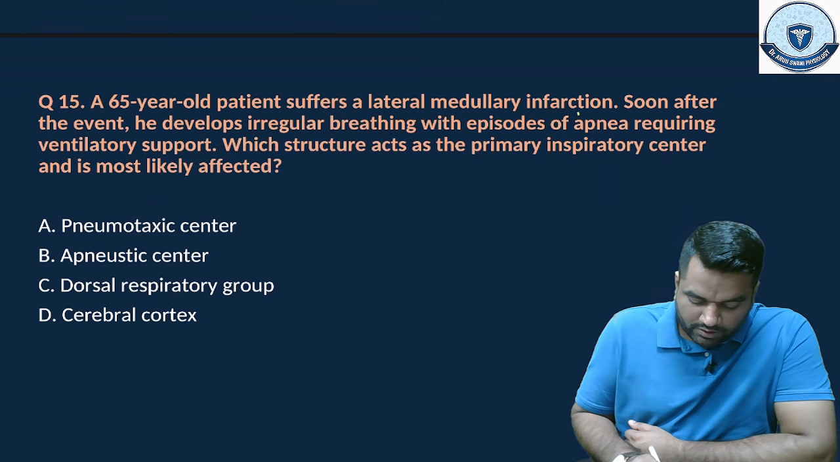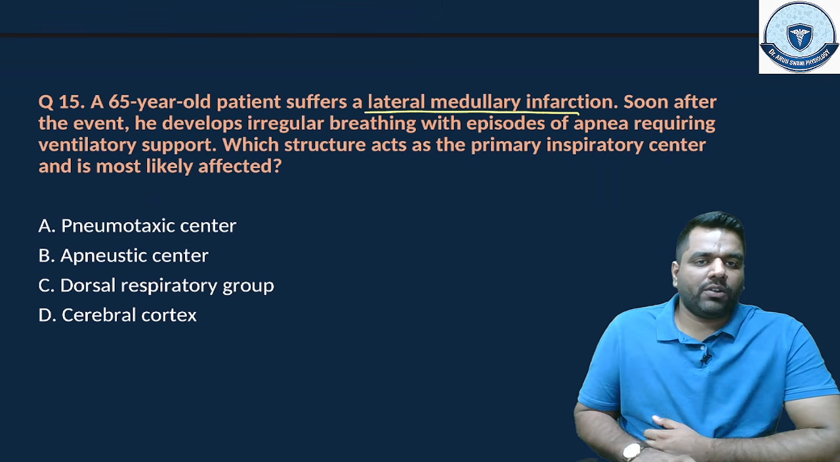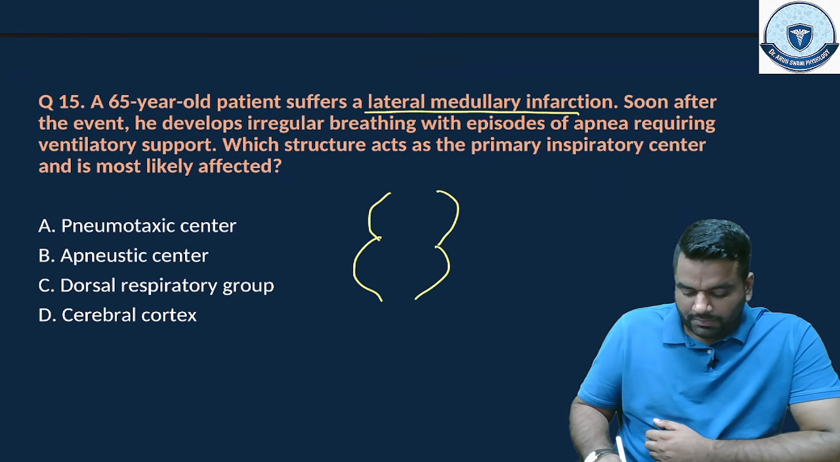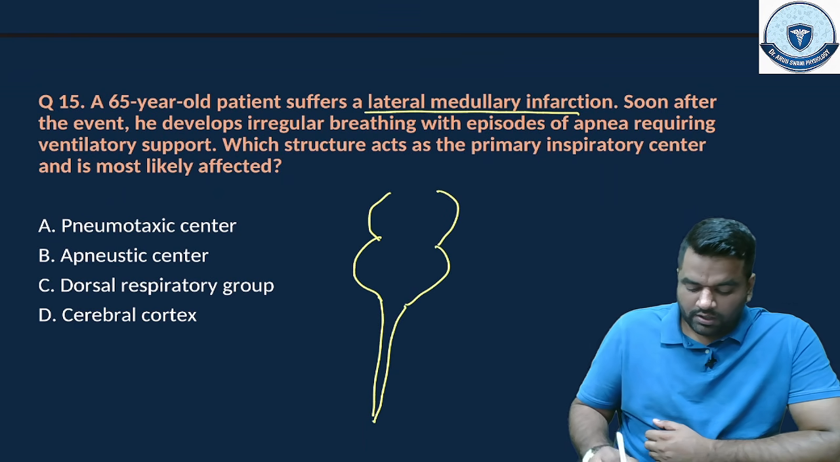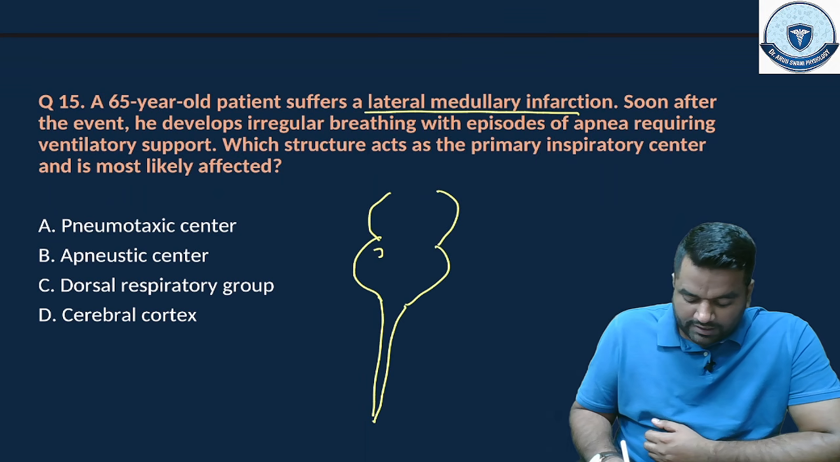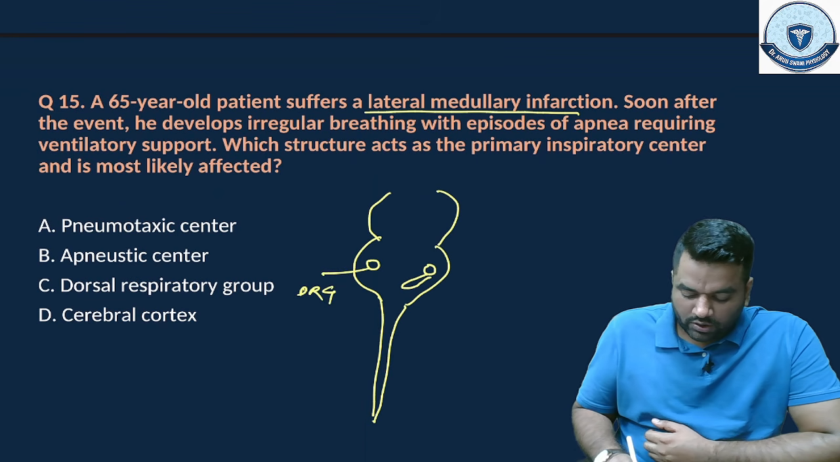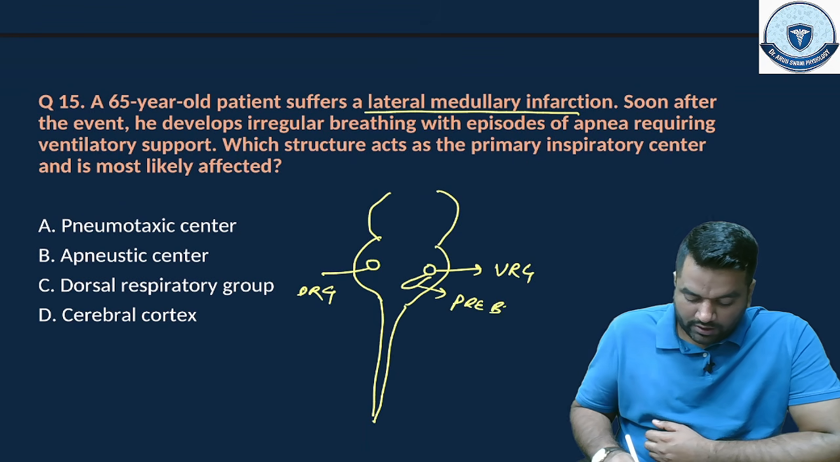The first clue is that this is at the medulla, and we know, if suppose this is the pons, this is the medulla, and this is the spinal cord, the respiratory centers are present in the medulla. This is your DRG, dorsal respiratory group. This is the VRG, ventral respiratory group, and this is your pre-Bötzinger complex.